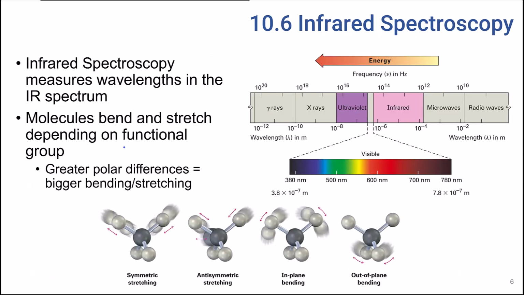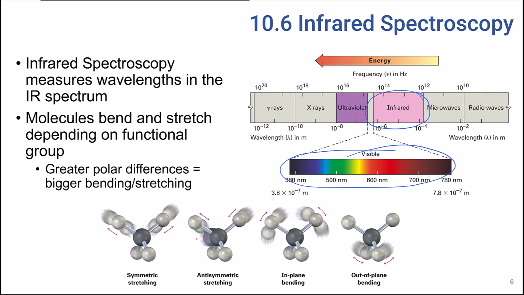The next type of spectroscopy we'll be looking at is infrared spectroscopy. This measures the wavelengths in the IR spectrum. We've seen this figure before in general chemistry, and we can see what's visible to the human eye. And then we have these other waves up here. Infrared is using infrared wavelengths, and it looks at how these wavelengths will bend and stretch molecules, and that changes depending on the functional group.